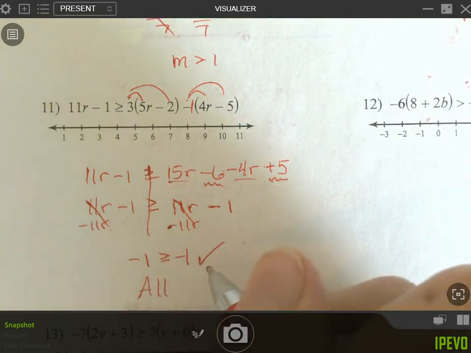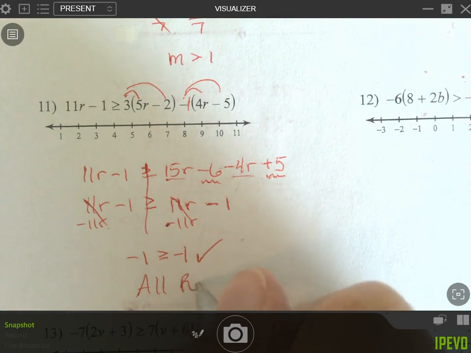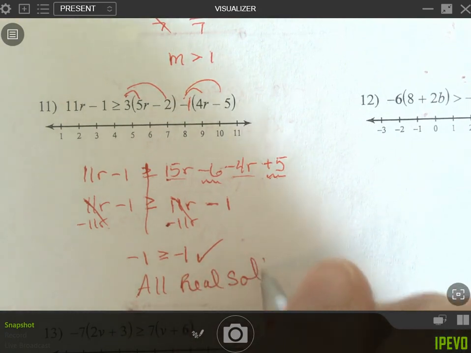You can't just leave that answer. You have to state all real solutions. And what's my number line look like? Everything should be shaded.